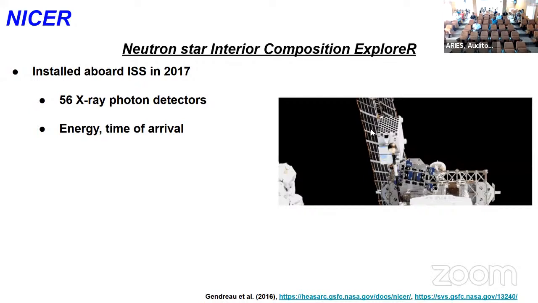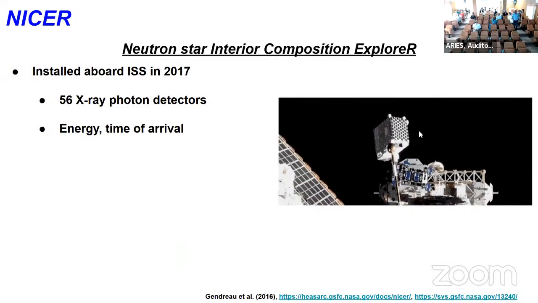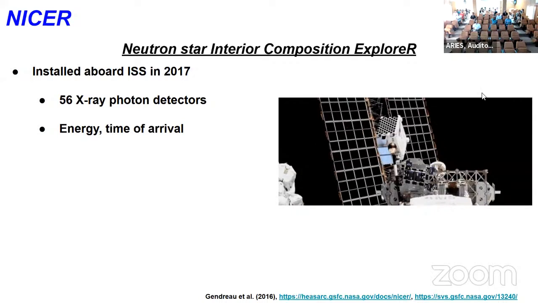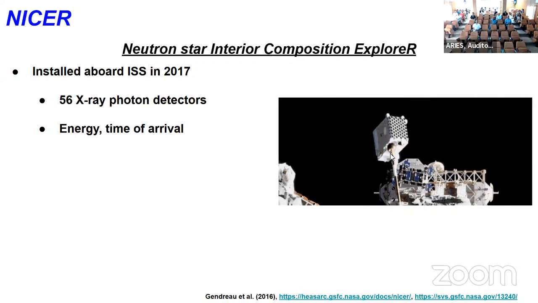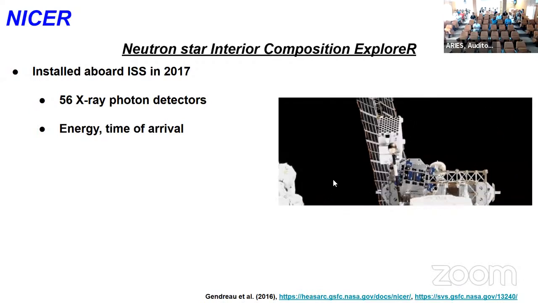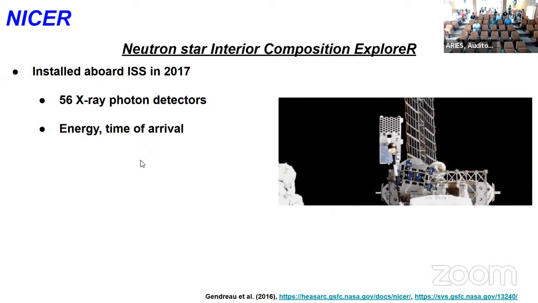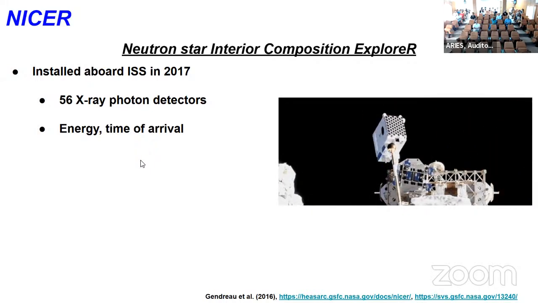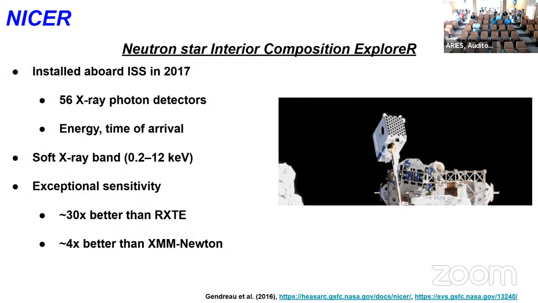So this white box over here is NICER. And these small hexagons, I think, are 56 X-ray photon detectors. And in the background, you can see the wing of the International Space Station as the station is rotating. So it's kind of small compared to the size of the station, of course. What these photon detectors do is they measure the energy and time of arrival of photons, and it operates in the soft X-ray band, so 0.2 to approximately 12 keV.